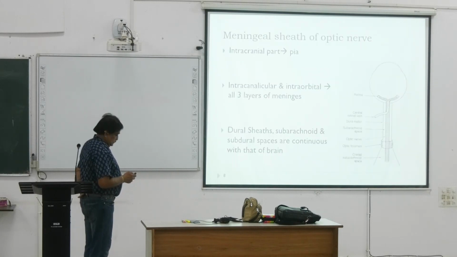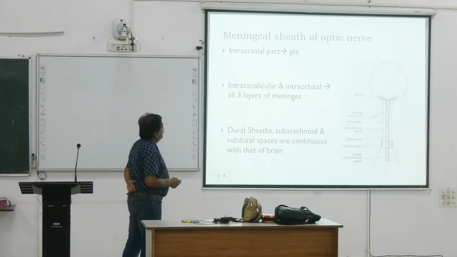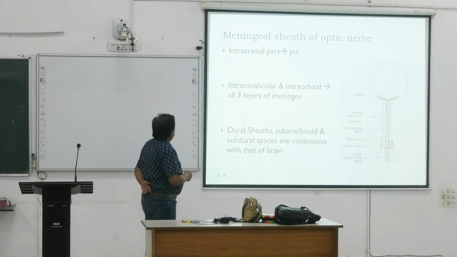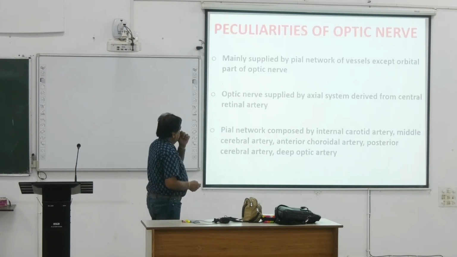Now, the meningeal sheath of the optic nerve. In the intracranial part, it is pia mater only; in the intracanalicular and intraorbital parts, there are all three layers of the meninges. The dural sheath, subarachnoid and subdural spaces are continuous with those of the brain.